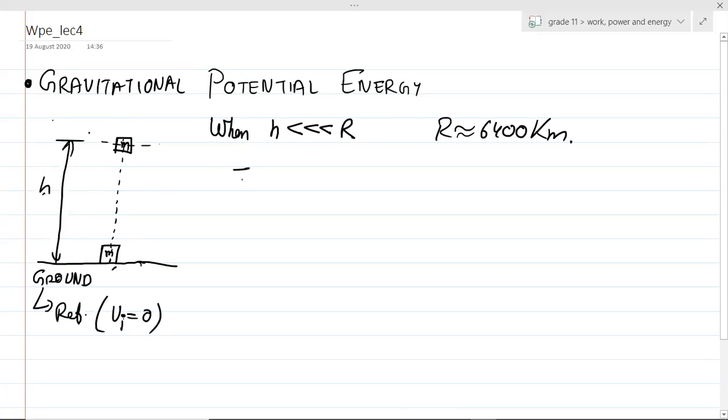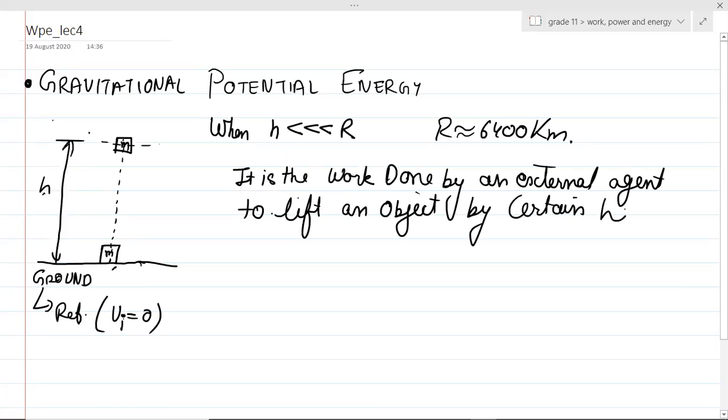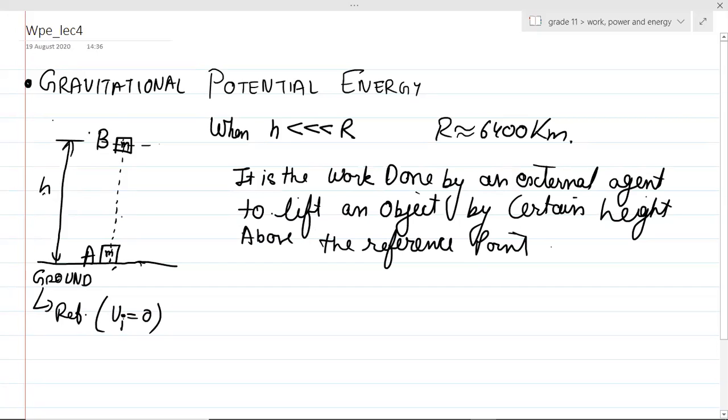So what is gravitational potential energy? It is the work done by an external agent to bring it from, let's say this was the reference point A. So from point A to B, whatever work will be done by the external agent, that will be basically the potential energy of this particular point.